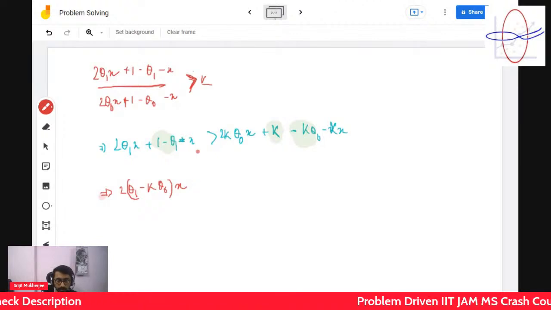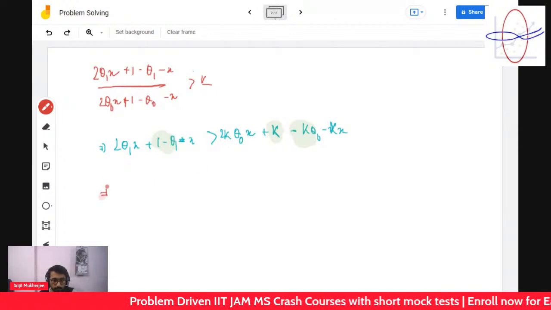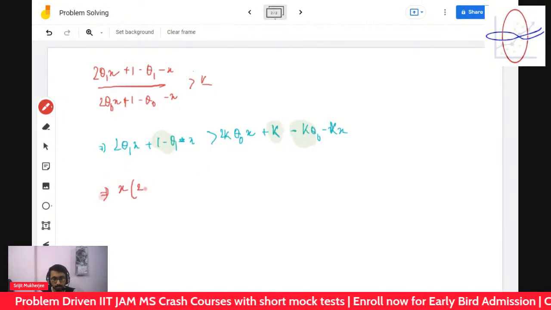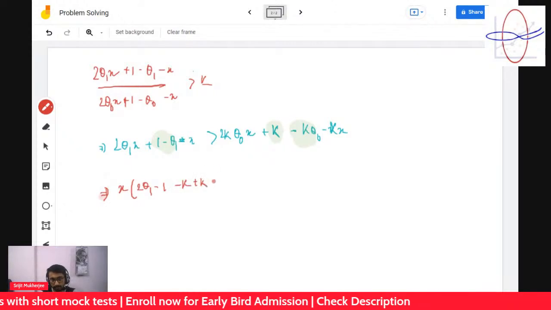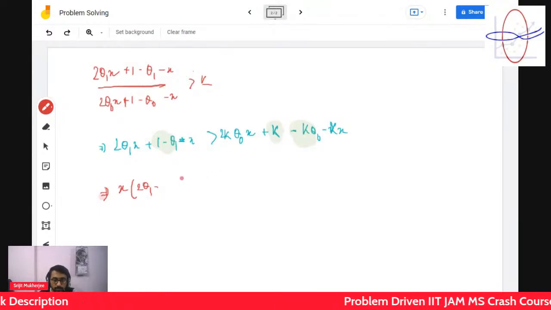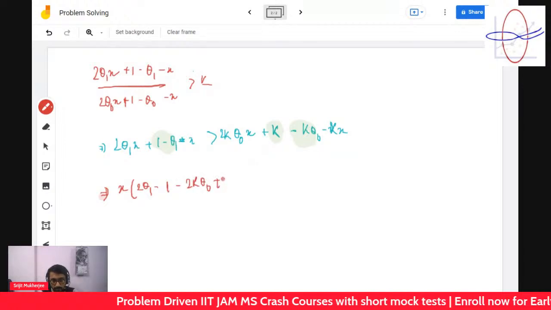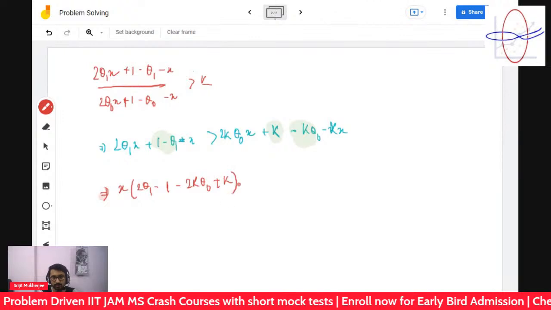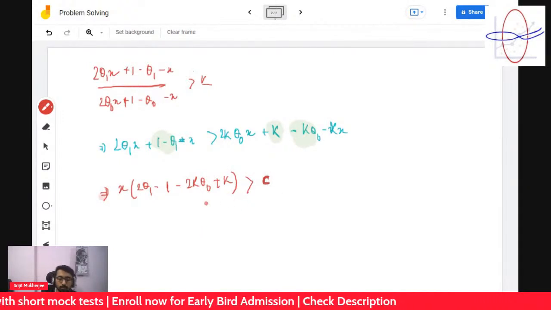It's greater than. Okay, there is something else also. So yeah. Actually, taking x common, twice theta 1 minus 1 over here and minus k over here and plus k. Something is wrong. Yes. Twice theta 1 minus 1 minus twice theta k plus k. Yes. Is greater than some constant, let's say c. Okay. Did you understand till this point of time, guys?